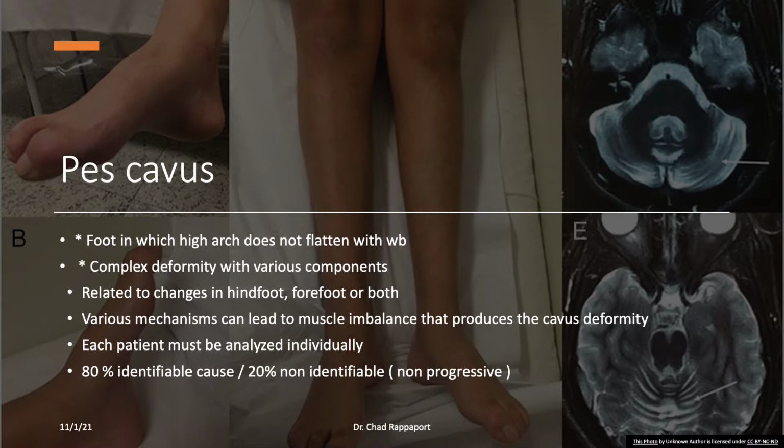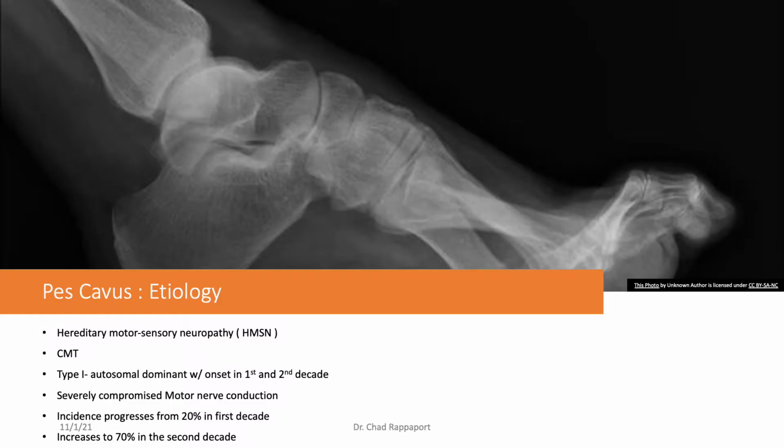It varies fairly widely in the literature, but 80% of the time there are identifiable causes of the Pes Cavus deformity, whereas 20% of the time there is no identifiable cause. The etiology of Pes Cavus can vary, but the most common etiology is a hereditary motor sensory neuropathy, of which Charcot-Marie-Tooth is a member, if you will.